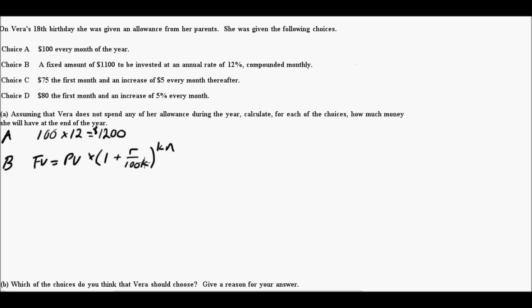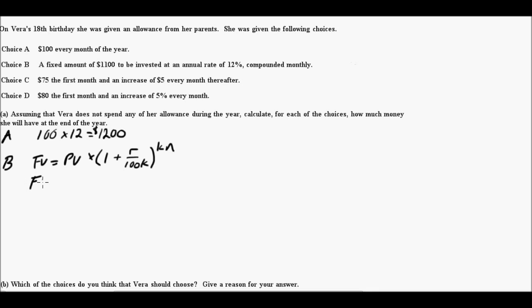R is the interest rate. K is the number of compounding periods. So if it's yearly, you just leave it alone. It's 1. But, for instance, if it was quarterly, you would put 4. In this case, what does it say? Monthly. So we're going to put a 12. We just want to see what our future value is going to be.